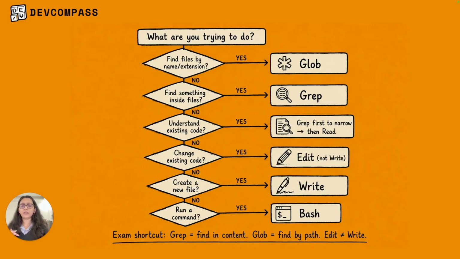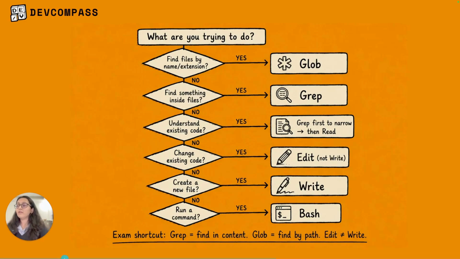If you want to make a targeted change to existing code, edit, not write, because edit is surgical. Write will replace everything. If you want to create a new file, definitely write. If you want to run a command, bash. So remember, grep equals find in content, glob equals find by path. This can be confusing. Edit does not equal write. These 3 statements are super important. Rest everything is simple to remember.